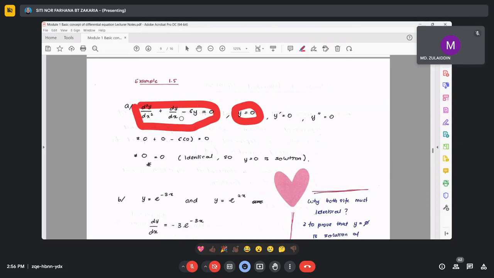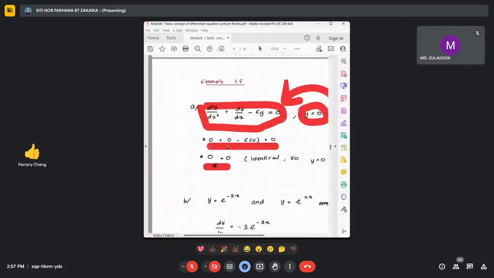So how to check? As mentioned in step 1, you need to differentiate the function too. Differentiate y equals 0, you get 0. Differentiate again, you get 0. So substitute these three values back into the DE. Step number 3, if both sides give an identical answer, then this function belongs to the DE. Okay, easy, right?